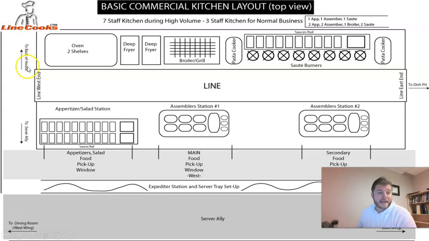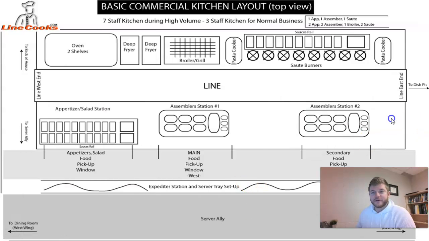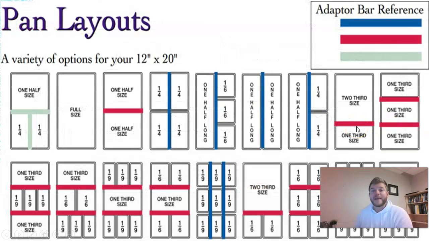They would be able to go to the back house here to the server alley, which is the pickup window, or I guess it's right down here. So servers will walk up. You would probably have an expediter making sure all the sides and all the different additives and sauces are on it properly, and away you go. And the next slide, I think, is just a different option of pan layouts.